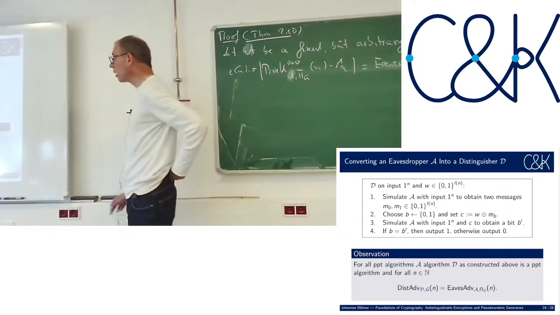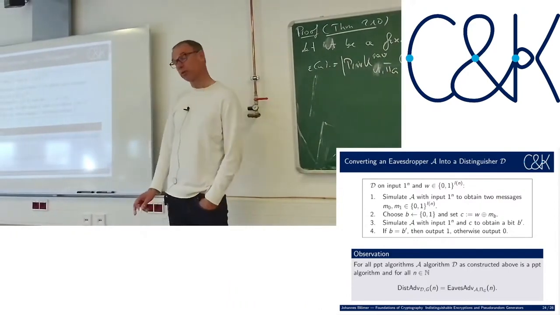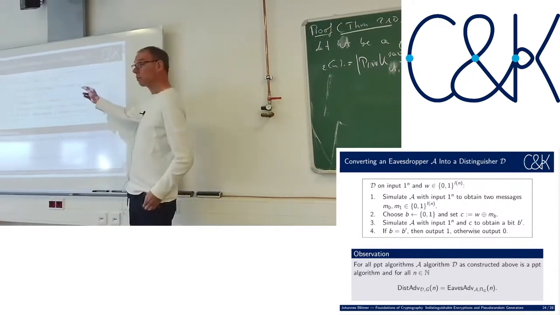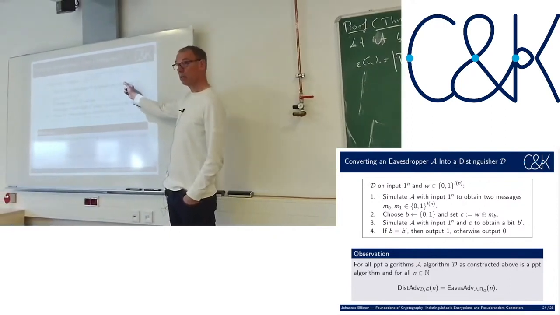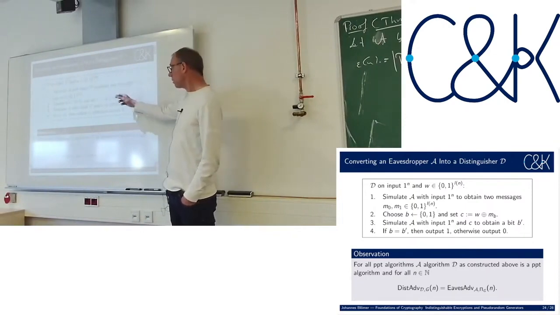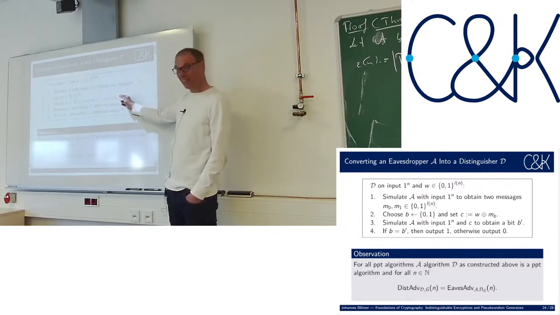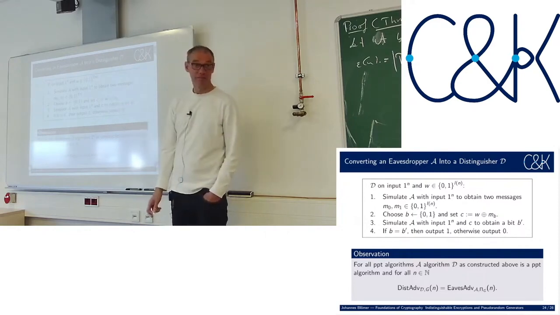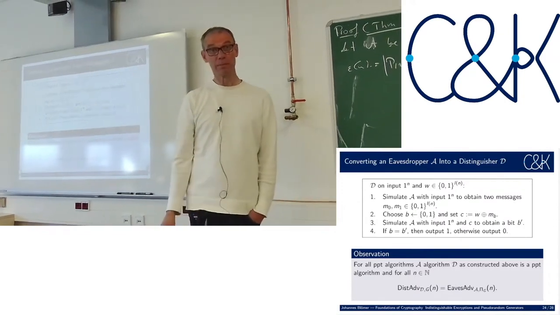Now, first of all, if A is a probabilistic polynomial time algorithm, then D is a probabilistic polynomial time algorithm as well. What is it doing? It simulates A here, so that's the running time of A. It has to compute one XOR. It simulates A again, polynomial time, and then it just compares two bits. You know how to do that. So it's a PPT.